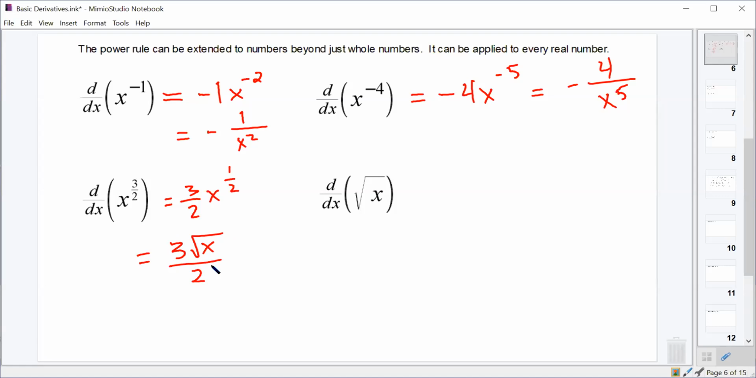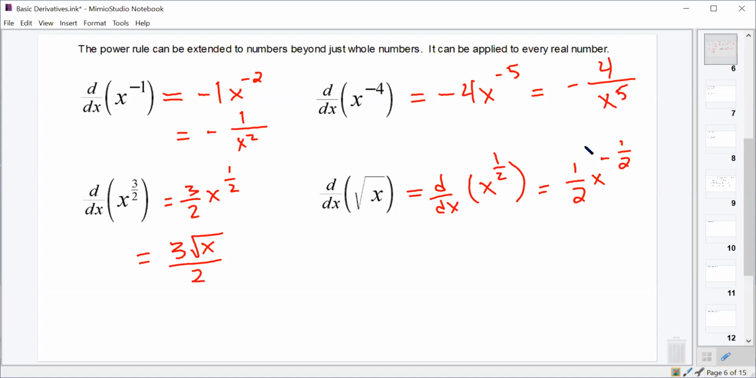And what about the derivative of the square root of x? First, we'll want to write that as the derivative of x to what power? 1/2. X to the 1/2, exactly. And so when we do that, we should end up with 1/2 x to the negative 1/2. And a negative fractional exponent is fine.